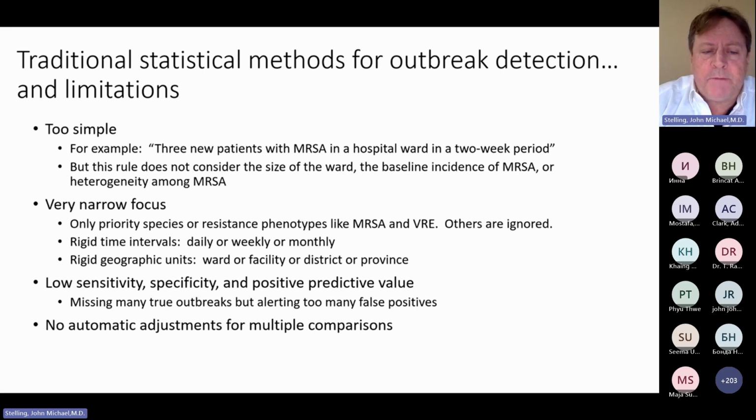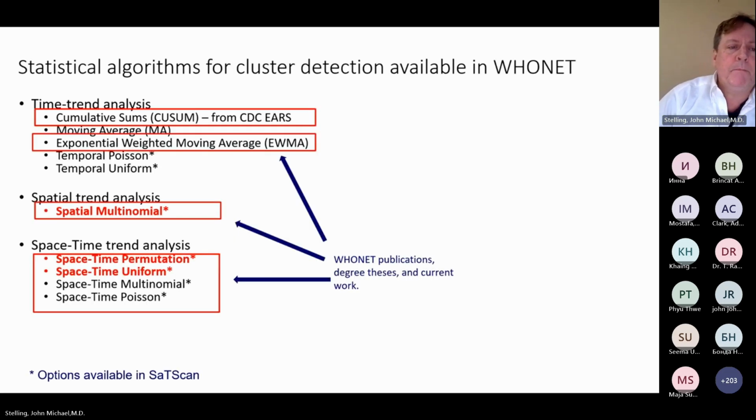Another disadvantage of these statistical methods is they often have low sensitivity, low specificity, and a low positive predictive value. So many of these can find true outbreaks, but they also often have too many false positives. And if you have too many false positives, then people will stop paying attention to the positive alerts. Also, if you look at all units and all organisms and all resistance patterns, you can have a problem of too many comparisons with too many false positives. There's no inbuilt strategy for adjustments for multiple comparisons.